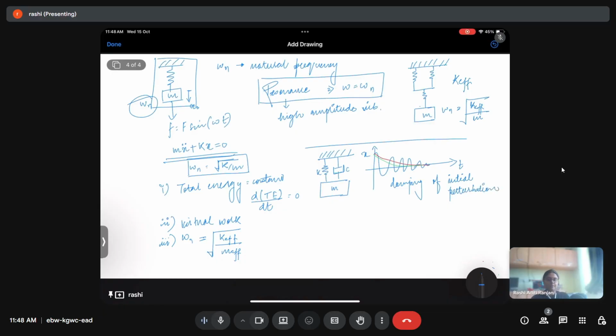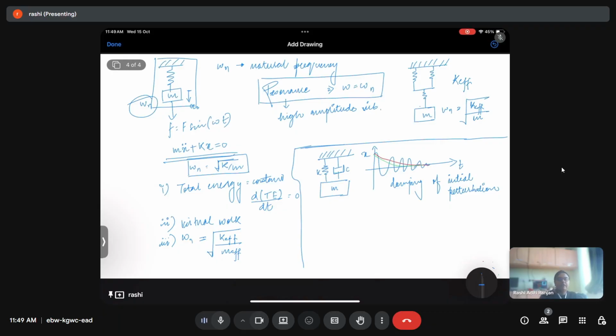Damping of initial perturbation. Okay, this is for an unforced system. I hope it is clear. This is for an unforced system. Okay. Now the question is that okay, this is fine. It is going to damp out. But then if it is going to damp out, then why do we even require the concept of resonance or natural frequency for a damped system? Right? For a damped system, why do we even require?